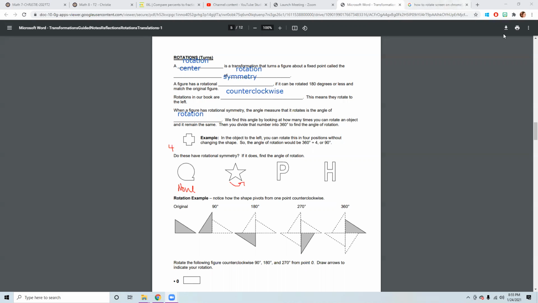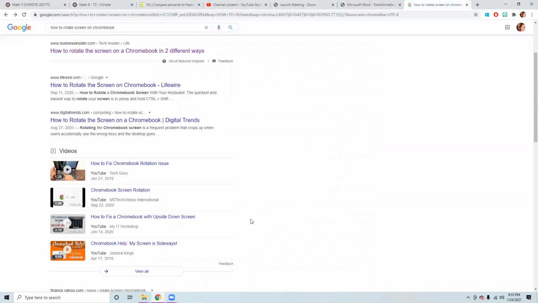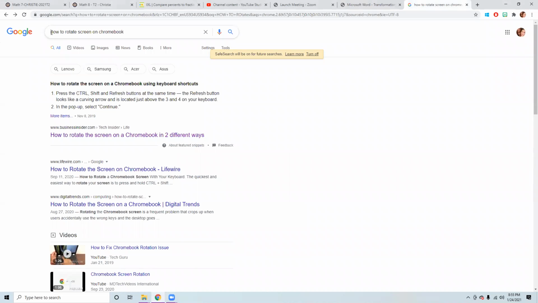If you're on your Chromebook, I'm sorry, I'm going to have to clear my drawings. If you're on your Chromebook, this is how you do it. So you can always Google things. So I said how to rotate screen on a Chromebook. You're going to press the Control, Shift, refresh button at the same time. The refresh button looks like a curly arrow, and it's located just above the 3 and the 4 on your keyboard. If it has a pop-up window, select continue, and you should be able to rotate your screen.